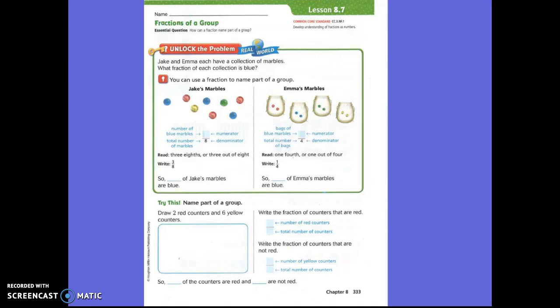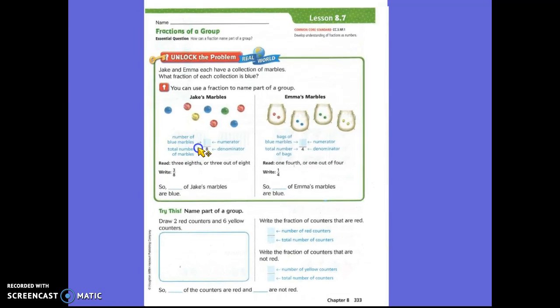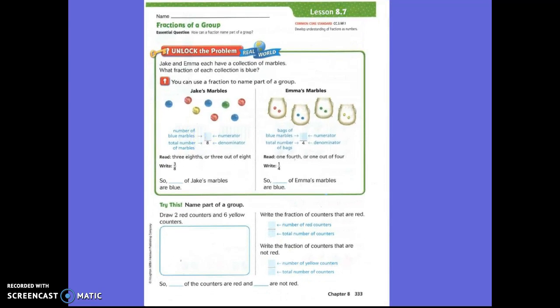Look at Jake's marbles. How many marbles does he have? Count them, guys. 1, 2, 3, 4, 5, 6, 7, 8. Do you have 8? Yes. That is the denominator, the bottom number.